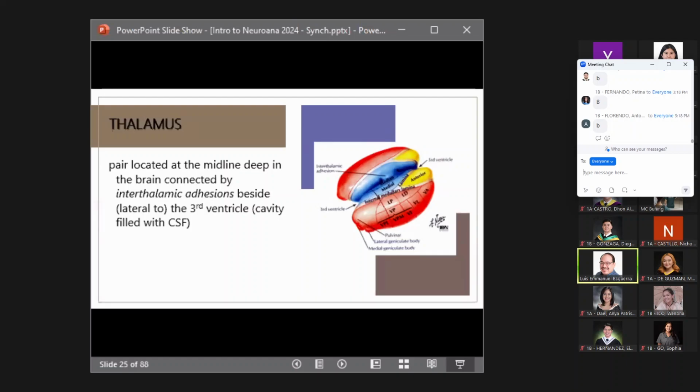Right, so in the middle, they are connected to each other by what's called the interthalamic adhesions or connections. Just look at that image there, in the middle. They're like some connection.